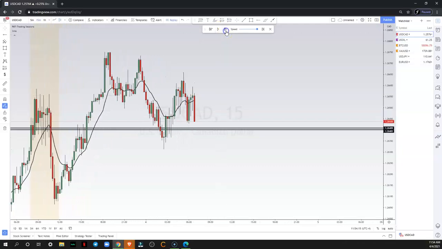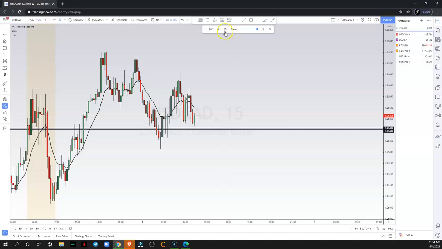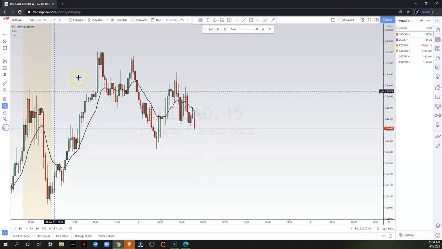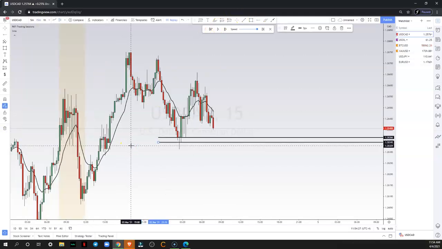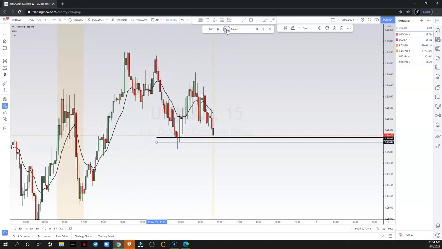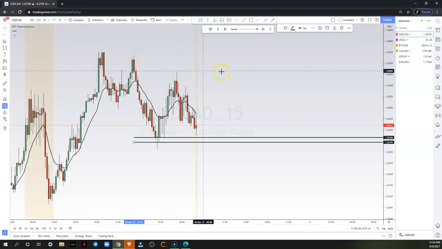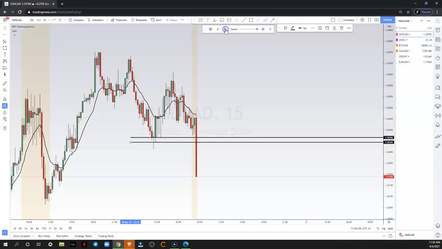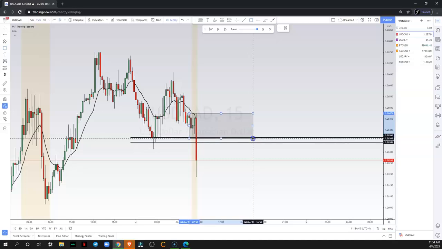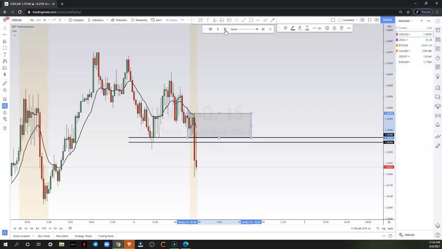All right. All right, let's clear this up. Let's mark up our zones. We have a swing low right here. Okay. Let's look at the 1 hour. Okay. All right, so this is supply right here, and we have resistance. So if it comes back up, we'll be looking to get in.